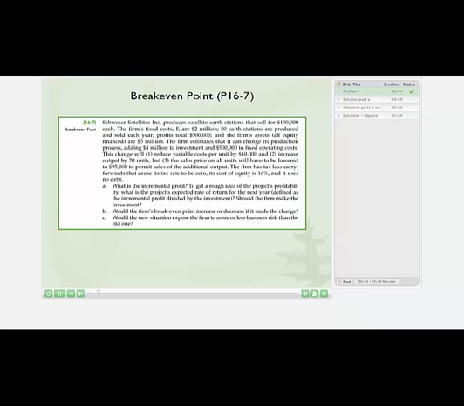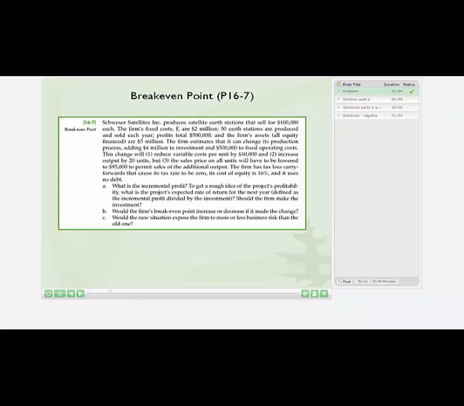The firm estimates that it can change its production process, adding $4 million to investment and $500,000 to fixed operating costs, and the change will reduce variable cost per unit by $10,000 and increase output by 20 units. But the sales price on all units will have to be lowered to $95,000 to permit sales of the additional output. The firm has tax loss carryforwards that cause its tax rate to be 0, its cost of capital is 16%, and it uses no debt.